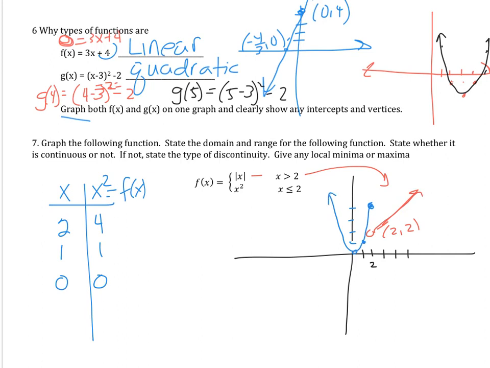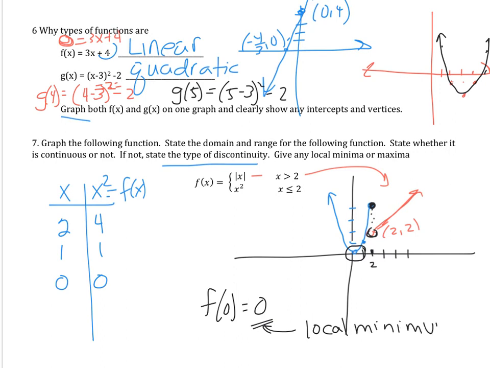And so this is a jump discontinuity. So it is not continuous. This is a jump discontinuity because at x equals 2, you would have to lift your pen and jump from (2, 4) down to (2, 2). You'd have to jump this distance here. Now in terms of local minima, there is a local minimum here. And we would say that f of 0 is equal to 0. The y value is the minimum. That's a local minimum.